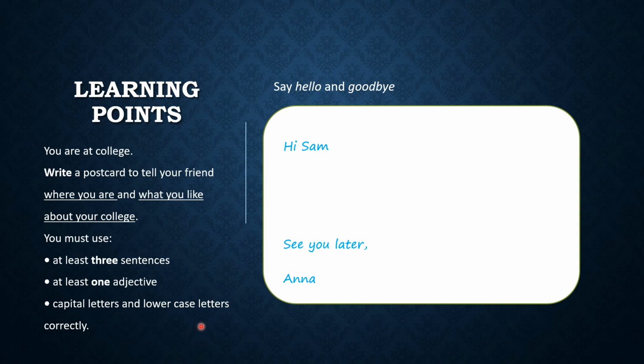Now, when we're saying hello and goodbye, we start with the capital H for hi. Names such as Sam and Anna both have a capital letter, and see you later will have a capital letter for the S as well. So we have to write at least 3 sentences. So let's look at what the question is asking us to do.